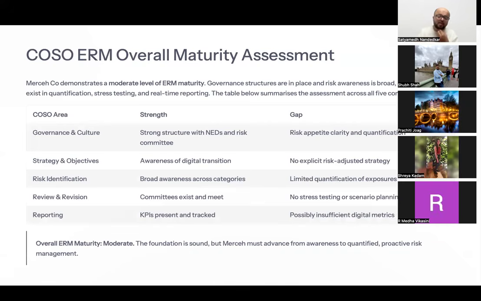Okay. Now this is the overall COSO ERM risk maturity assessment. We have discussed these points. Have a look once from a strength and a weakness perspective.